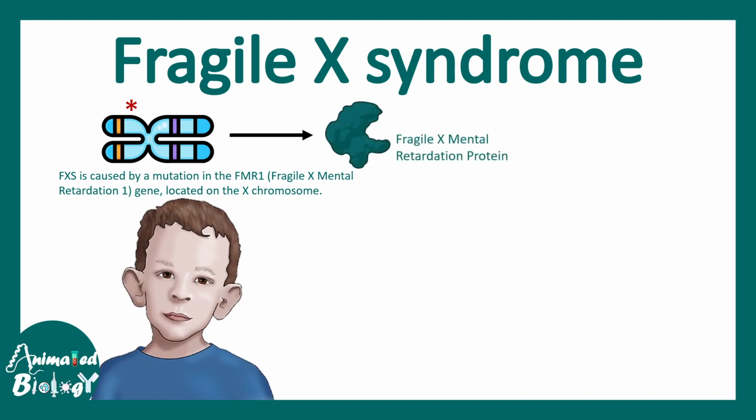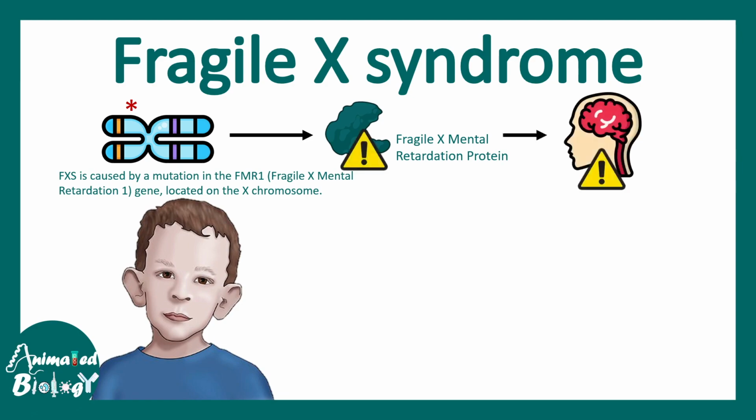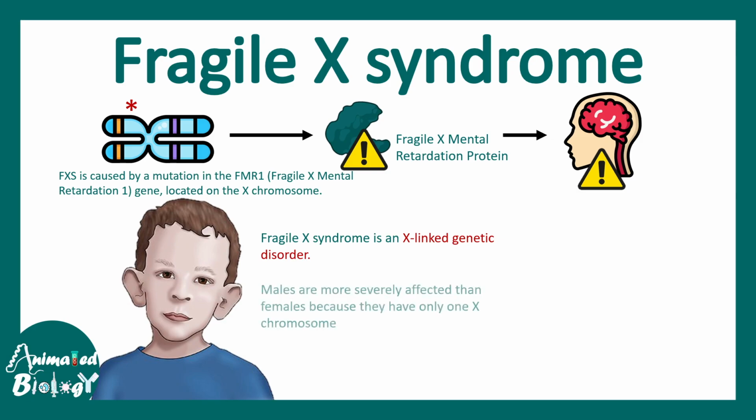Normally the Fragile X mental retardation protein is produced from this gene, and in this particular scenario, due to a mutation, there is an abrogation in this protein production. Since this protein is important for brain activity in the normal scenario, the normal activity of the brain is altered, which leads to mental retardation and social problems. Fragile X syndrome is an X-linked genetic disorder. This is important to understand, and that is why males are more susceptible to develop this disease compared to females, because they have only one X chromosome.